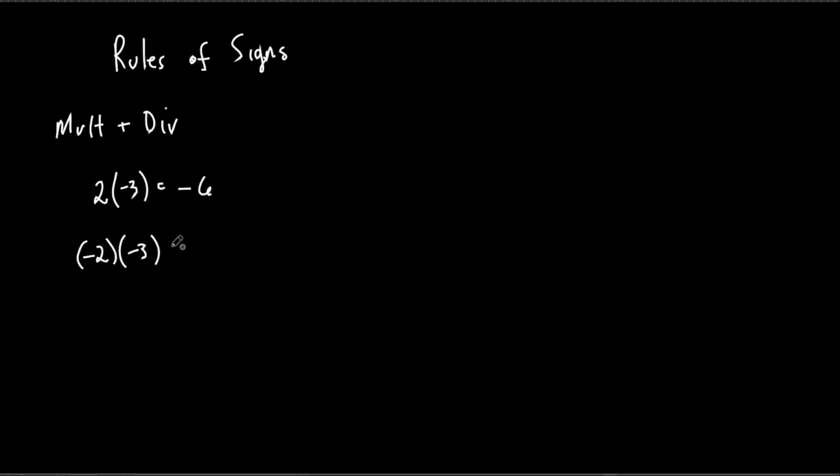So it's negative 2 times negative 3. Now, this time, they're not different signs. They're the same sign. So what's the rule if you have the same sign? It's always positive, exactly. So this is just a positive 6. Do we have to put a plus in front of it? No, we don't. You can. It wouldn't be wrong, but I wouldn't. I just put a 6.